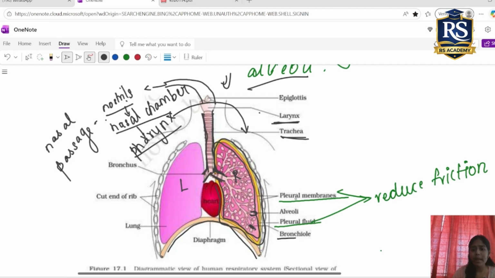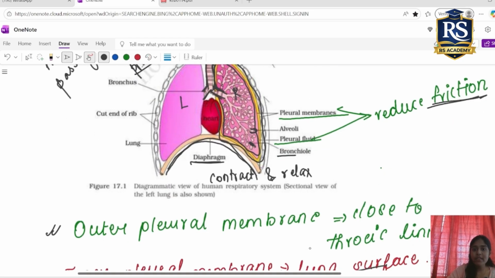So now comes the pleural membrane and pleural fluid. Okay. The lungs are surrounded by a double-layered pleural membrane, and that pleural membrane is filled with pleural fluid. This pleural fluid and pleural membrane are responsible for the reduction of friction. Okay. Now, what is diaphragm? The diaphragm is the dome-shaped organ which will contract and relax during the breathing process. And I will tell you where the contraction happens and where the diaphragm gets relaxed.